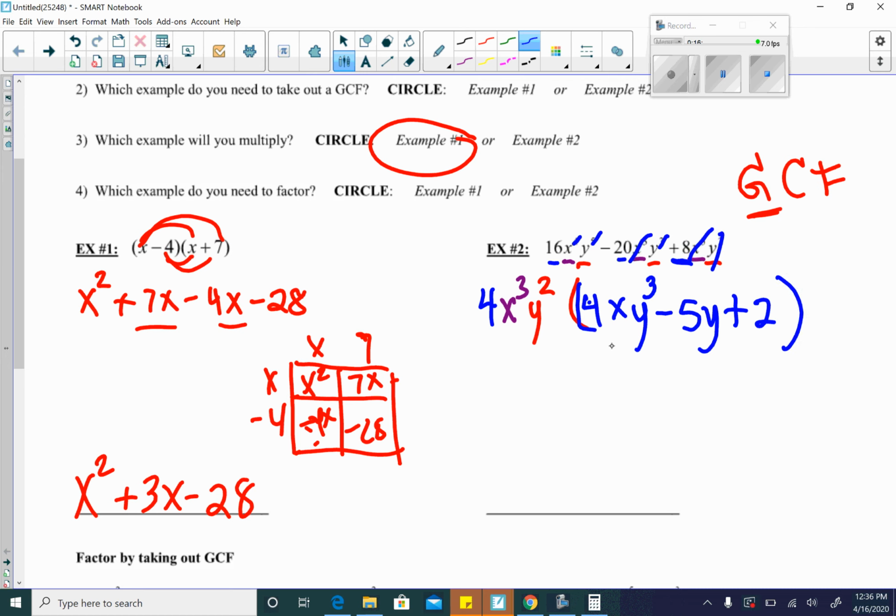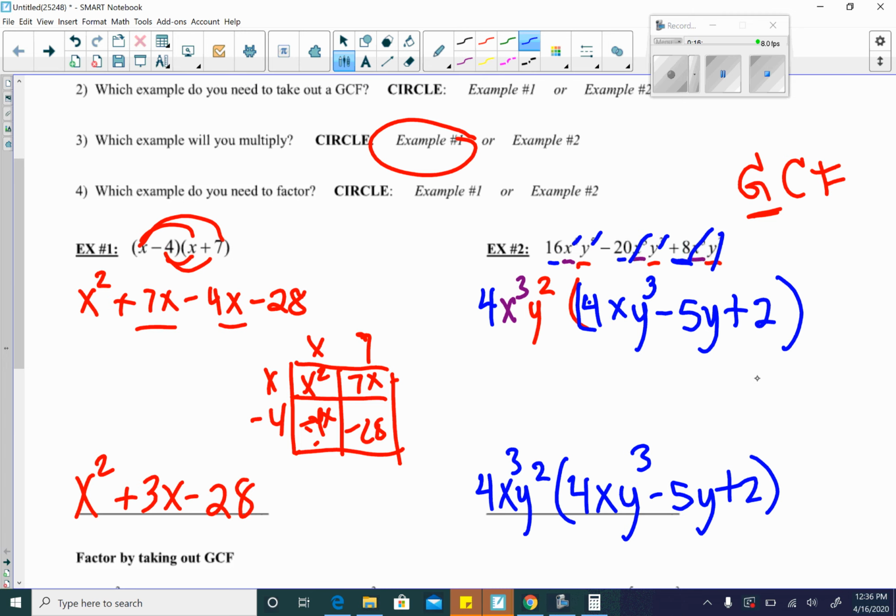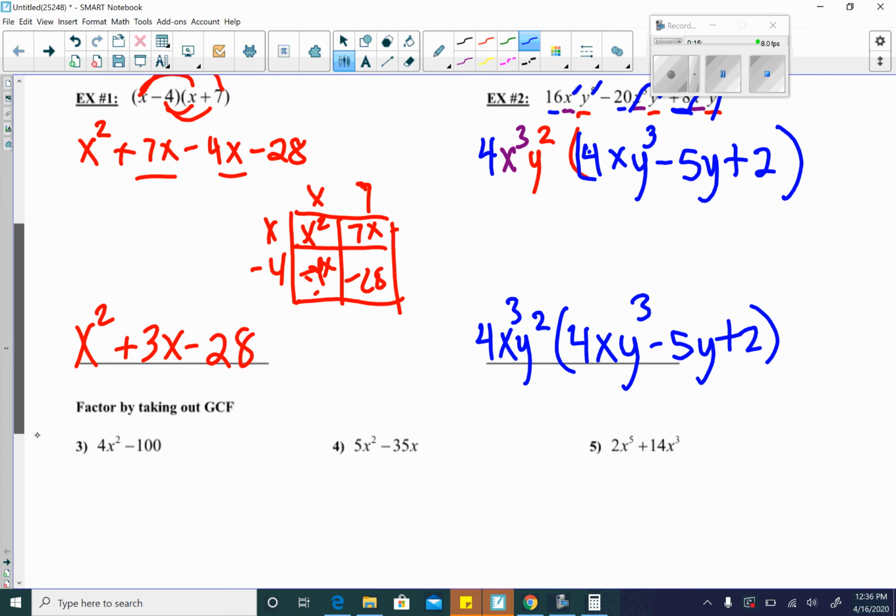Okay? So I check in here. Is there anything else I can take out? Nope. That's my final answer. 4x cubed y squared times 4x y cubed minus 5y plus 2. And I'm good to go. Okay? Let's come down here.